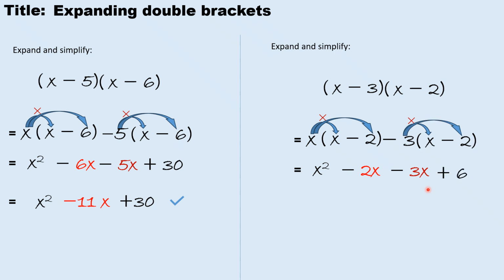a positive 6. And remember, you always simplify your like terms. So that is x squared, and this will give you minus 5x, add 6. And this is your answer, as it cannot be simplified any further because these are all unlike terms. Okay, let's look at more difficult questions.